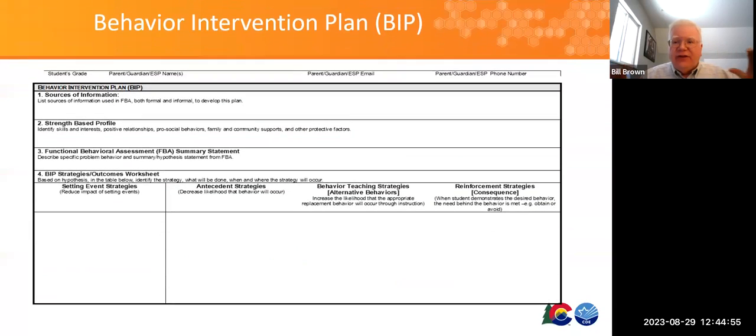So this is what a simple or basic behavior intervention plan might look like. It starts with the sources of information. Where do we get the information from? It has that strength-based profile. It has our hypothesis or summary statement that comes straight from our FBA. And then it has the strategies broken up into 4 columns. And so we're going to look at that first column of setting event strategies. It might be, how do we minimize what the student is bringing in from the outside world?